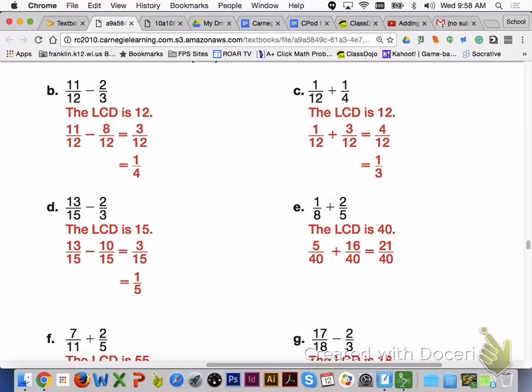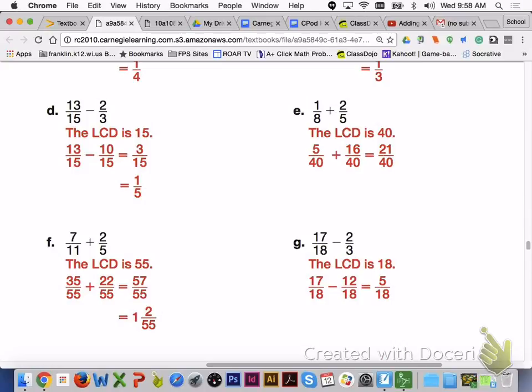Following the same steps for letters B through G, your LCD is 12, your fraction is 1/4. For letter C, your LCD is 12, your fraction is 1/3. For letter D, your LCD is 15, your fraction is 1/5. For letter E, your LCD is 40, your fraction is 21/40. For letter F, your LCD is 55, your fraction is 1 2/55. And for letter G, your LCD is 18 and your fraction is 5/18.